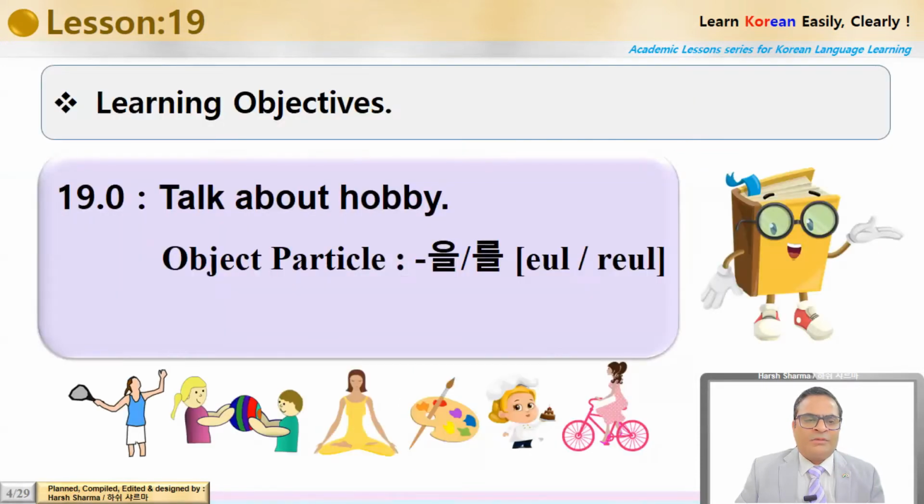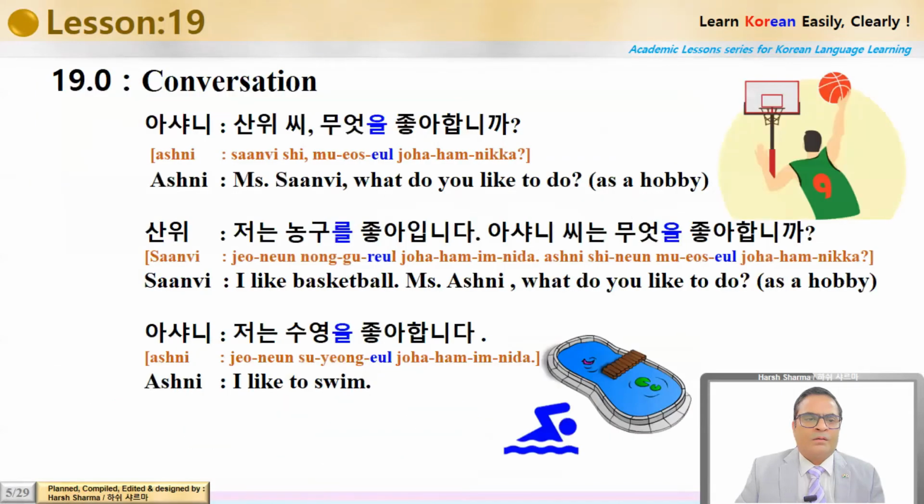The learning objective of this unit is to talk about our hobbies by using the object particle ul, ril. Let's see this conversation first. Try to read in Korean directly, don't use the romanization.